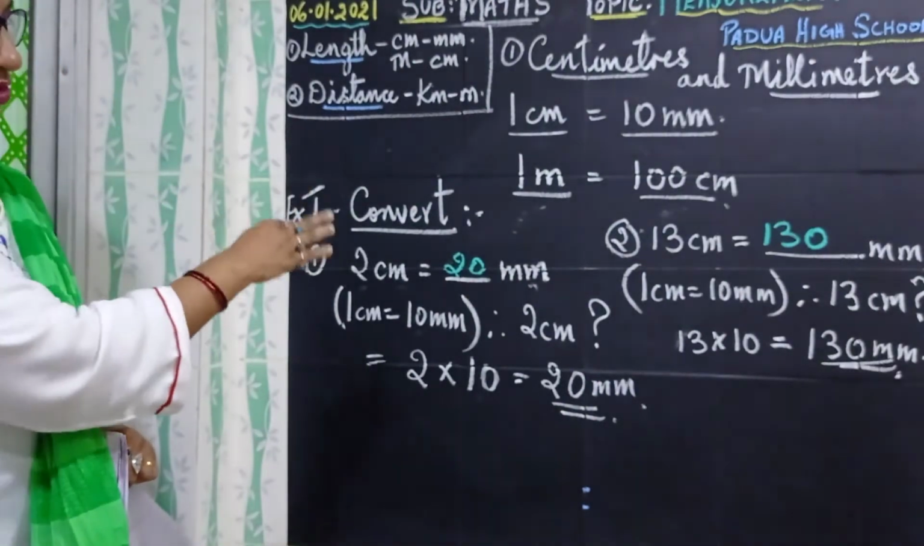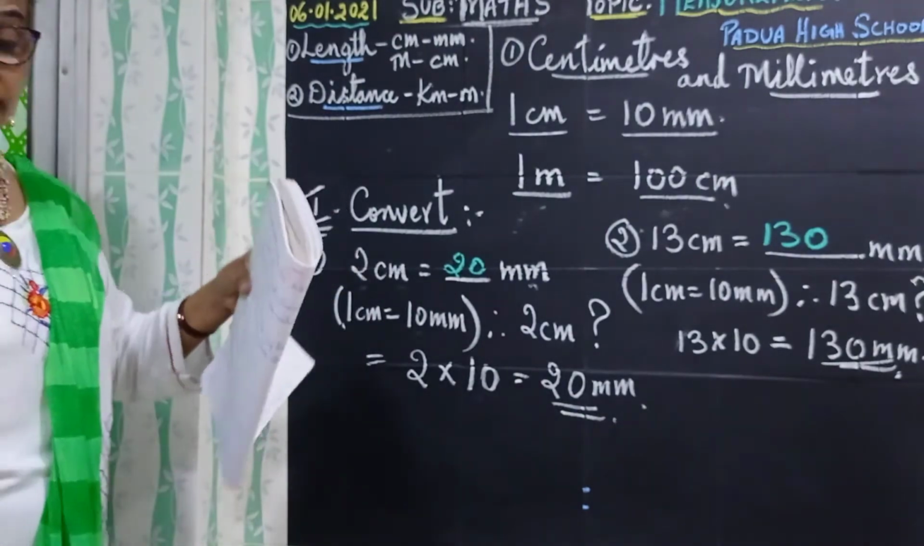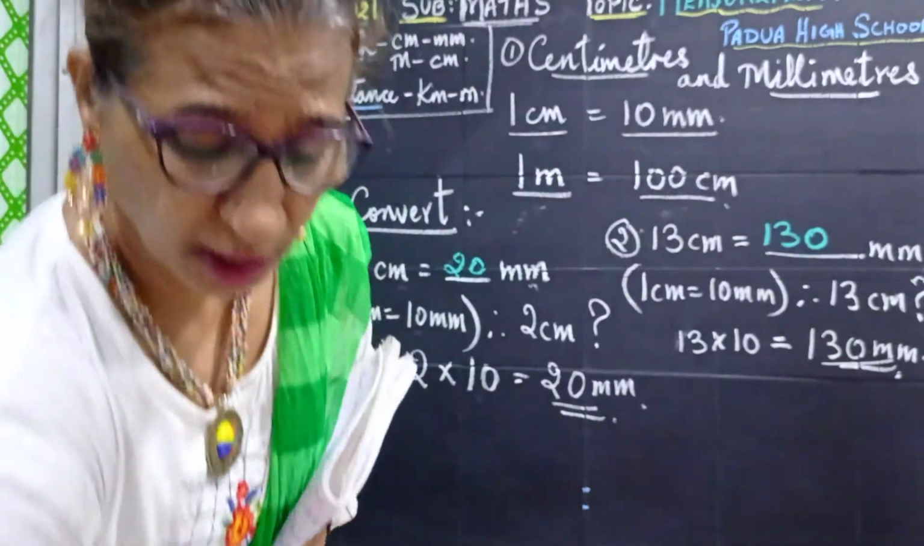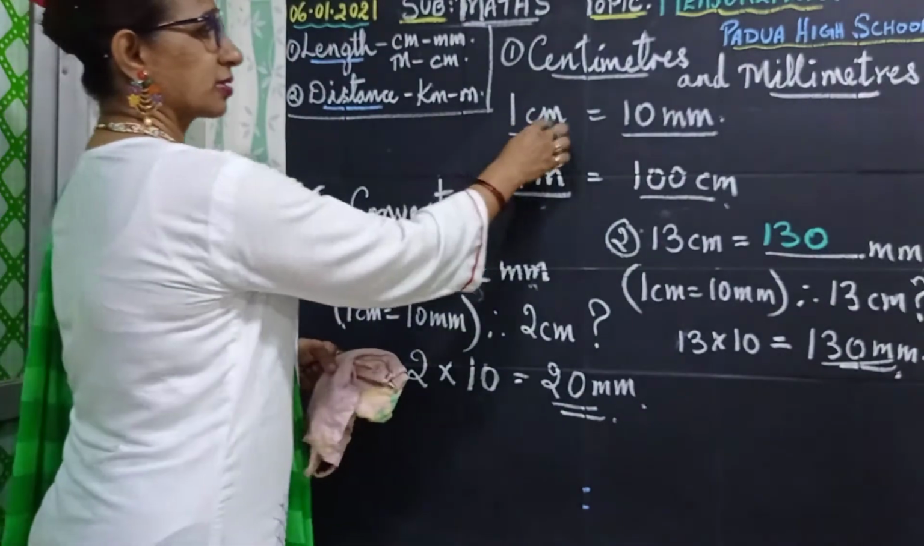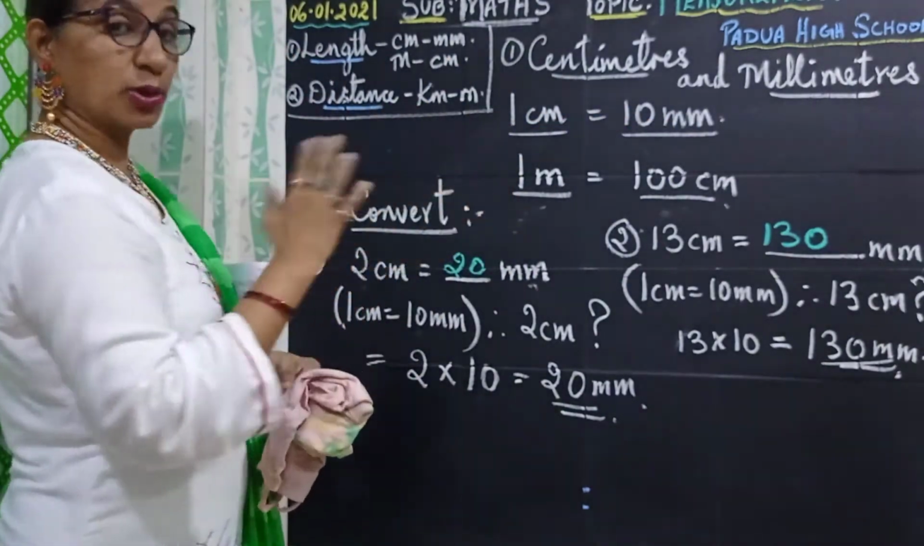So this conversion is that simple. Okay, so don't get very worried. It's very simple. You only have to remember how many millimeters a centimeter is. Okay, so as you are converting.